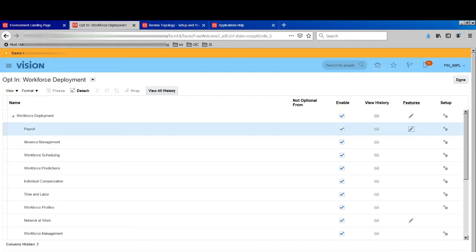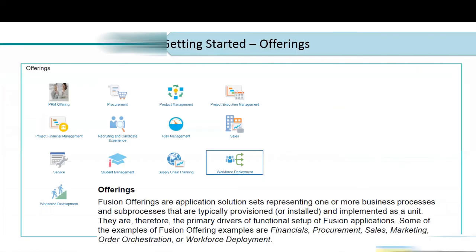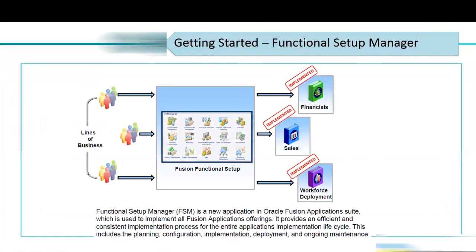Typically, the implementation partner will just validate whether the modules are licensed and provisioned, and then they are good enough to start with the implementation. Once they figure out all the necessary modules are available, then typically they can begin with the implementation. To begin with the implementation, typically they rely on one module called Functional Setup Manager, FSM, using which you can begin any implementation.